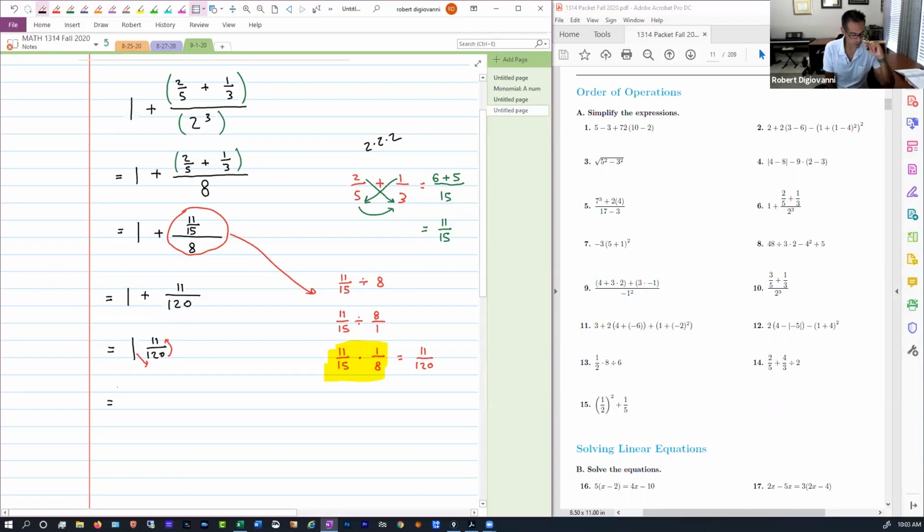So what happens when you do that? 1 times 120, add 11, you get 131. 131, and then over 120. There you go.